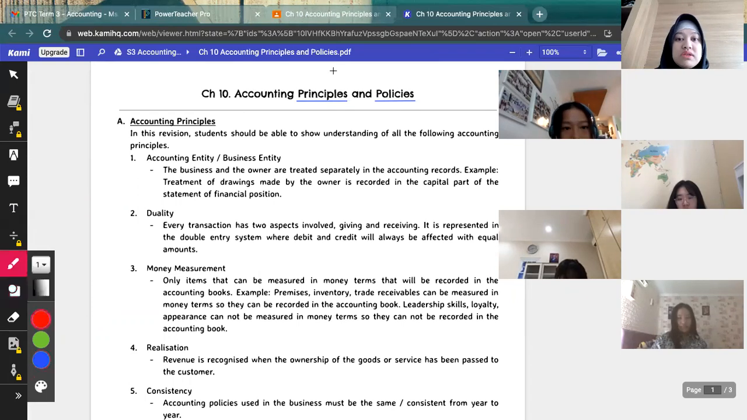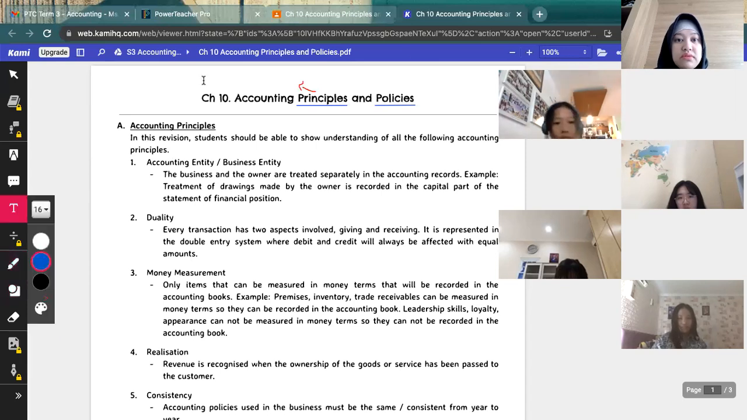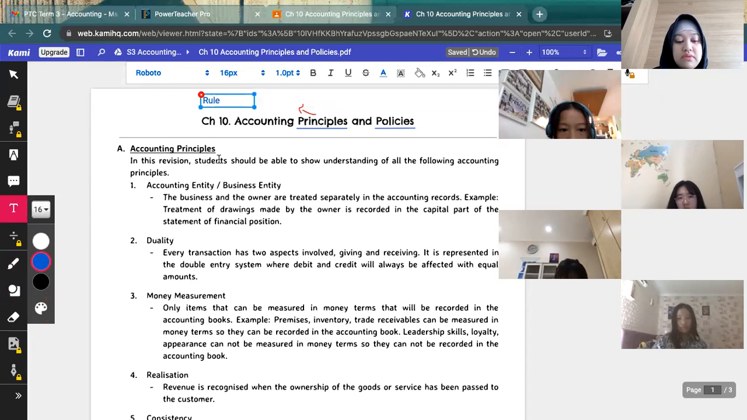Okay. Once again, principles here is rules on how transactions are recorded in the accounting books.